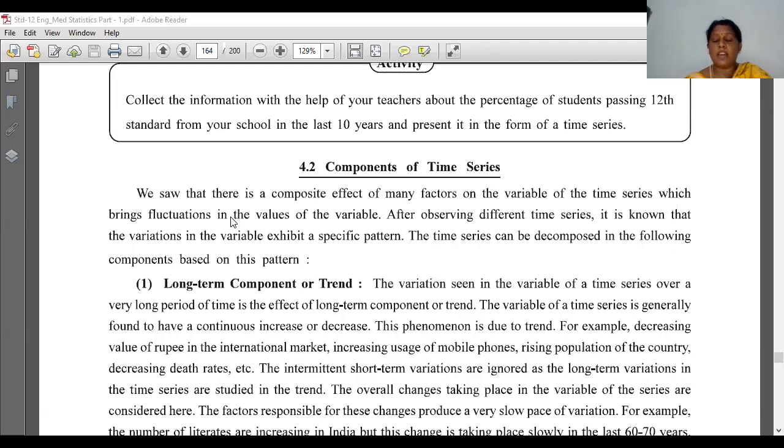So the next topic is the components of time series. This is one main important point, the components of time series. This question is asked in the board exam also. What are the components of time series?